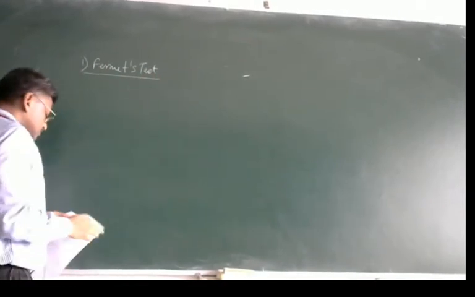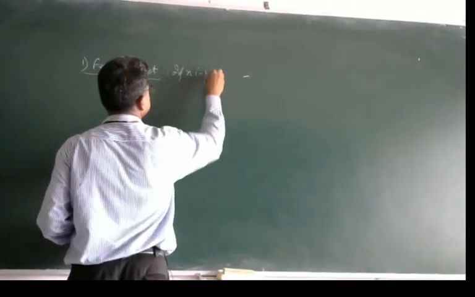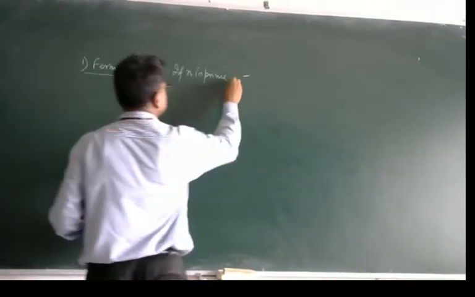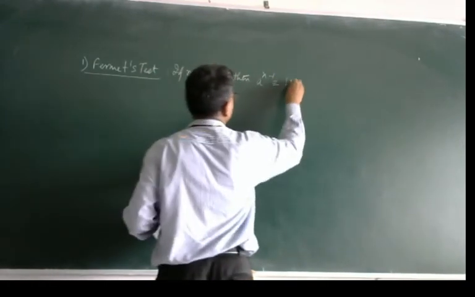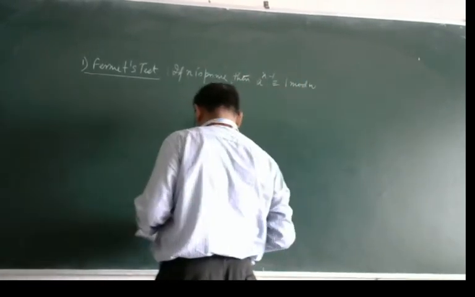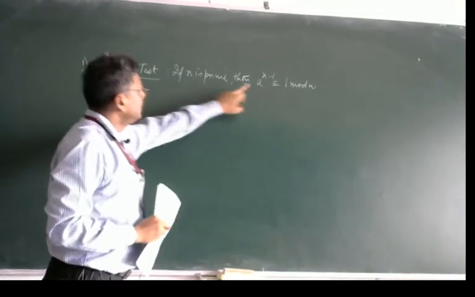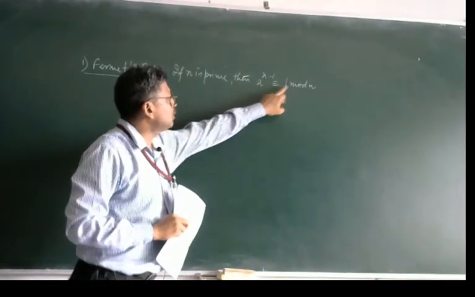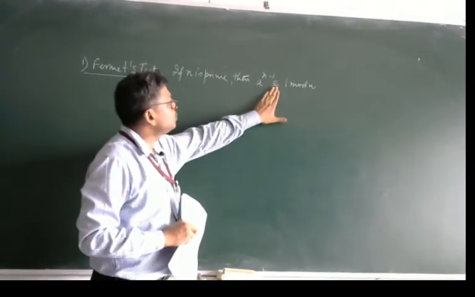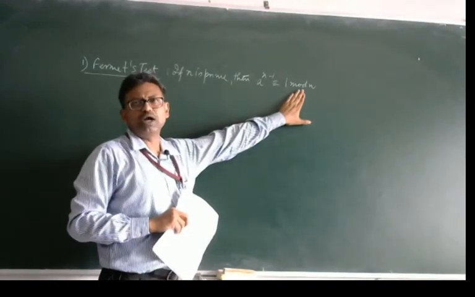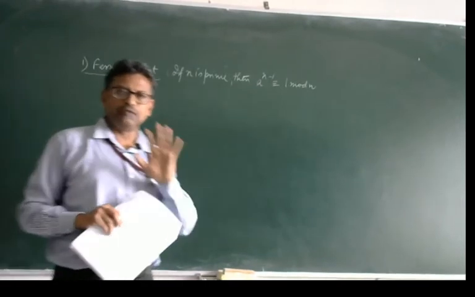Now as far as Fermat's test is concerned, it says that if n is prime, then a to the power n minus 1 will be congruent to 1 mod n. But it does not mean that if the congruence is true, that is 1 mod n, then n is necessarily a prime number. Now you see the difference of statement.